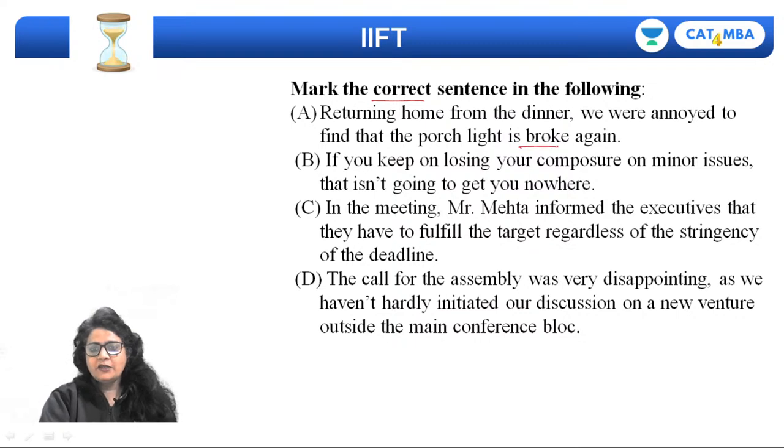So A is incorrect because it has to be, the porch light is broken again, right? So that is why A is not the answer. B says, if you keep on losing your composure on minor issues, that isn't going to get you anywhere. Right? So B is also incorrect. With this attitude is not going to get you anywhere. This is the phrase. Not going to get you nowhere is going to be double negation. Answer is not B.